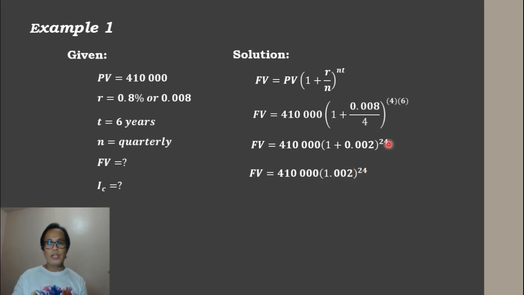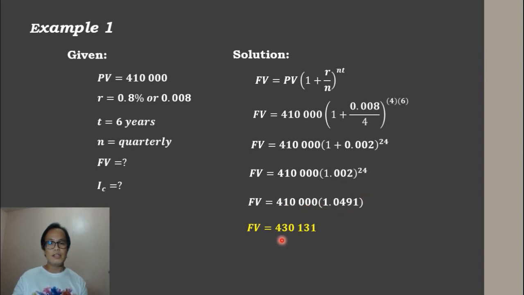Then we raise this number to 24. By using your calculator, 1.002 raised to 24 will give us 1.0491. We just simply copy the present value, which is 410,000. And of course, lastly, we multiply 410,000 times 1.0491.